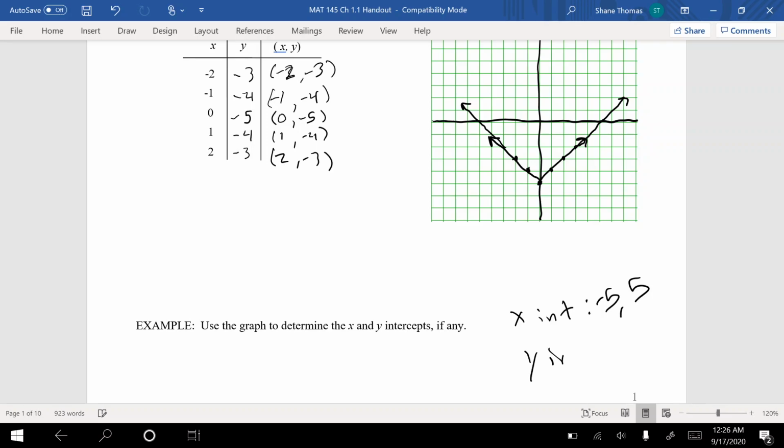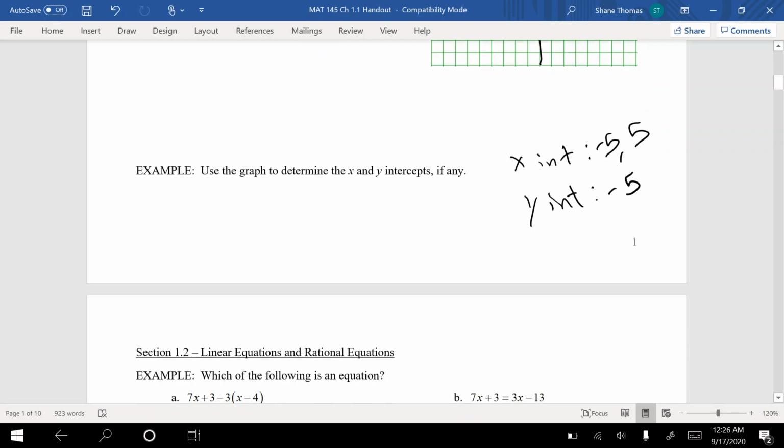Our y-intercepts, we only have one here. Our y-intercept is where we cross the y-axis, or the vertical axis. We count 1, 2, 3, 4, 5, and it's -5. So for intercepts, you just have to look at the graph and see where it crosses the x and y axes. So that was just a lesson that is a reminder for us. It's not a very long lesson, so we're going to continue here into lesson 1-2.